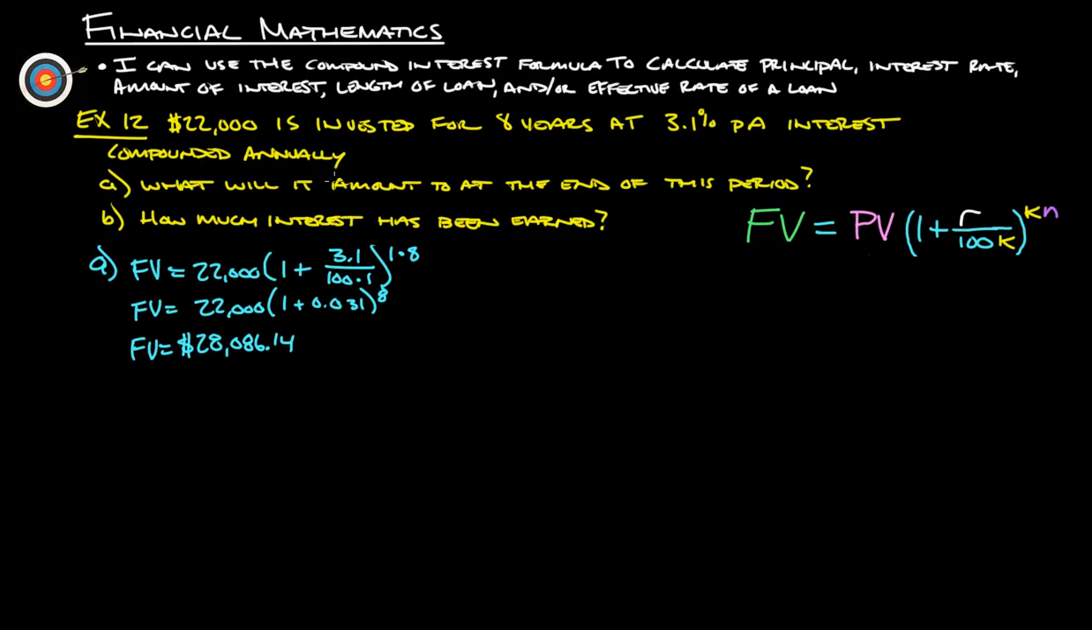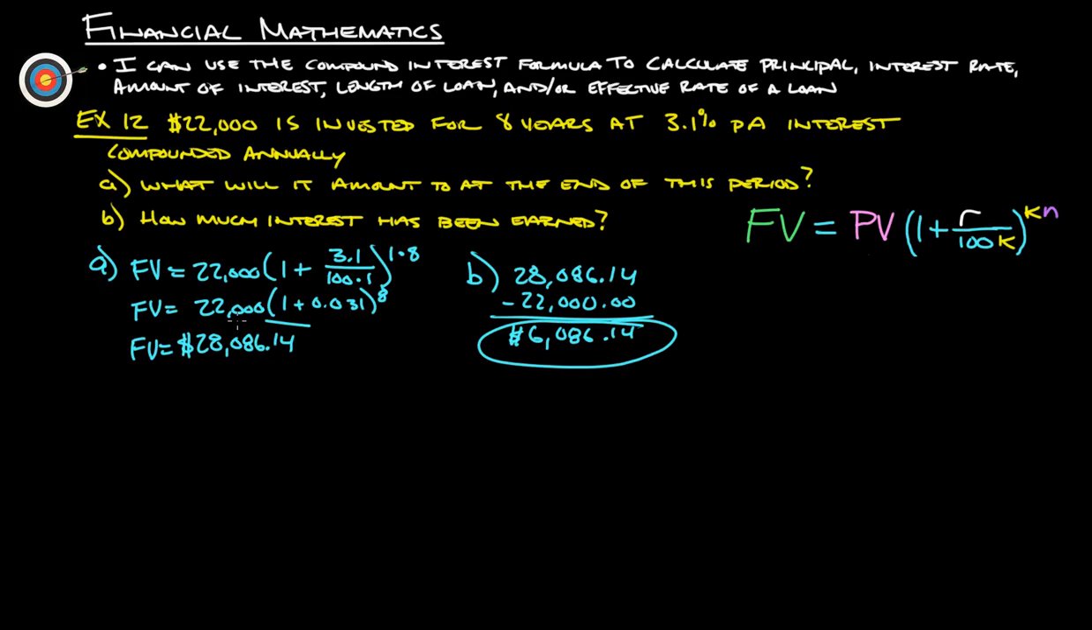If the interest is compounded annually, okay, how much interest has been earned? So if you started with 22, you ended with 28. To find the interest earned, we're simply going to take 28,086.14 and subtract the initial 22,000 that was invested, and that's going to leave us with $6,086.14 as how much interest has been earned.